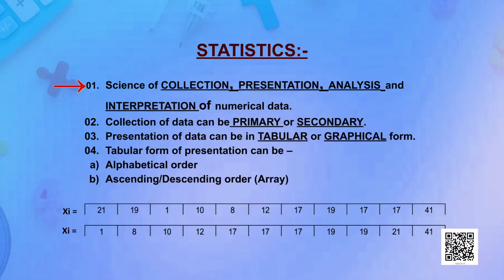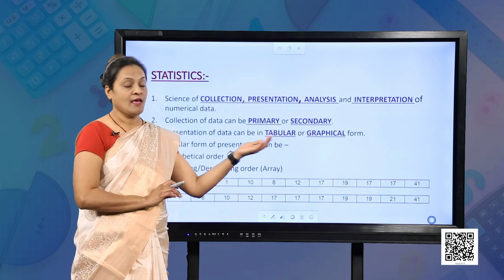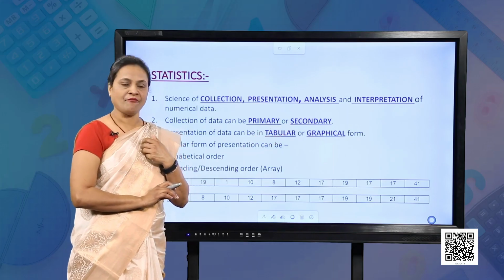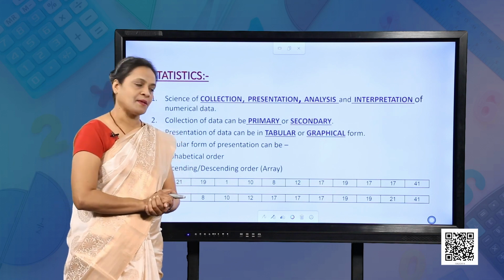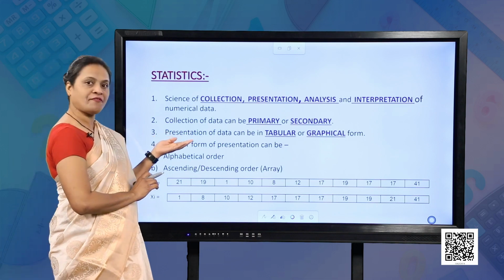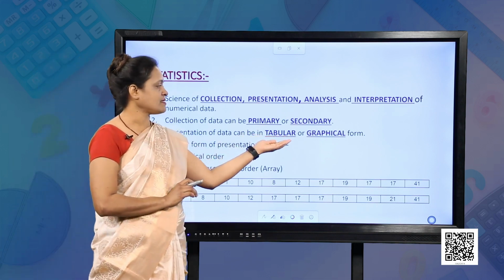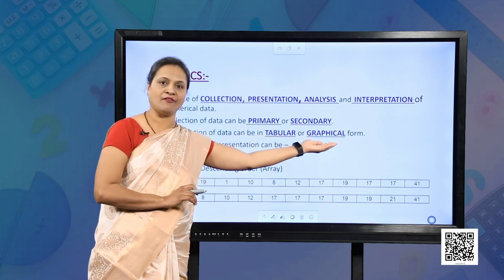In your previous classes you have studied that statistics is the science of collection, presentation, analysis and interpretation of data. We know that collection of data can be primary as well as secondary. Primary when I collect the data myself and secondary when I take the data from somewhere else. Presentation of data can be in two forms, tabular form or graphical form.